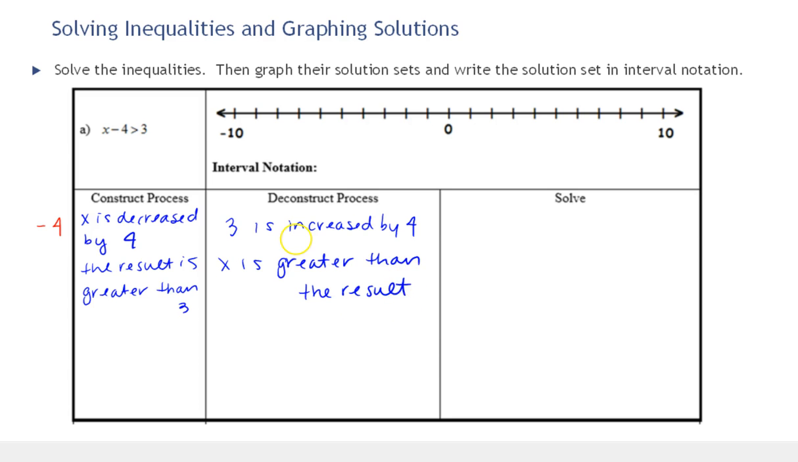Okay, so here we have, we'll write this as 3 is increased by 4. Now I have x is greater than the result, so I'm not going to put this on the right. I'm going to put x is greater than the result. Now we can compute 3 plus 4 is 7, so x is greater than 7.